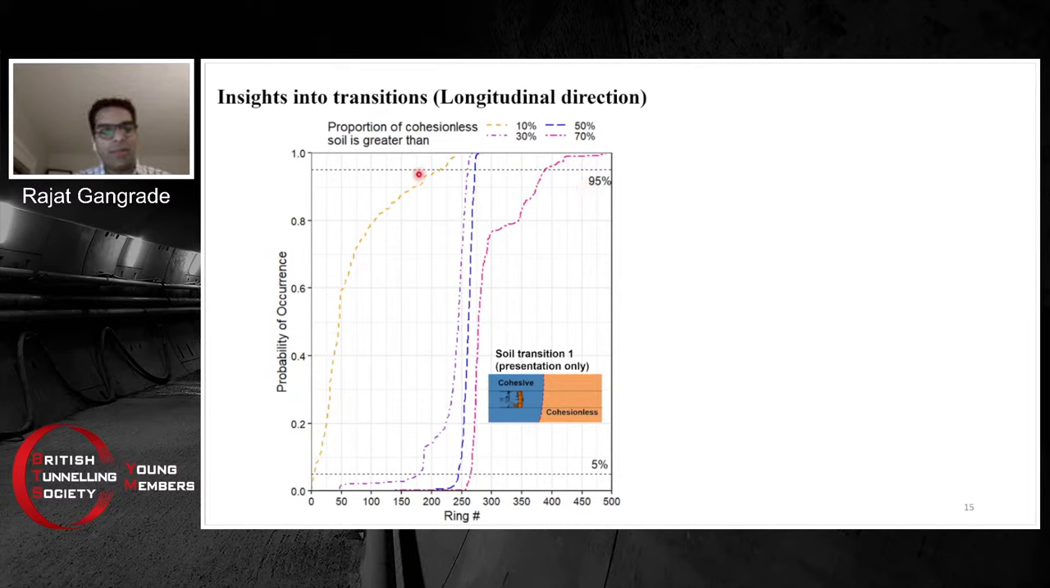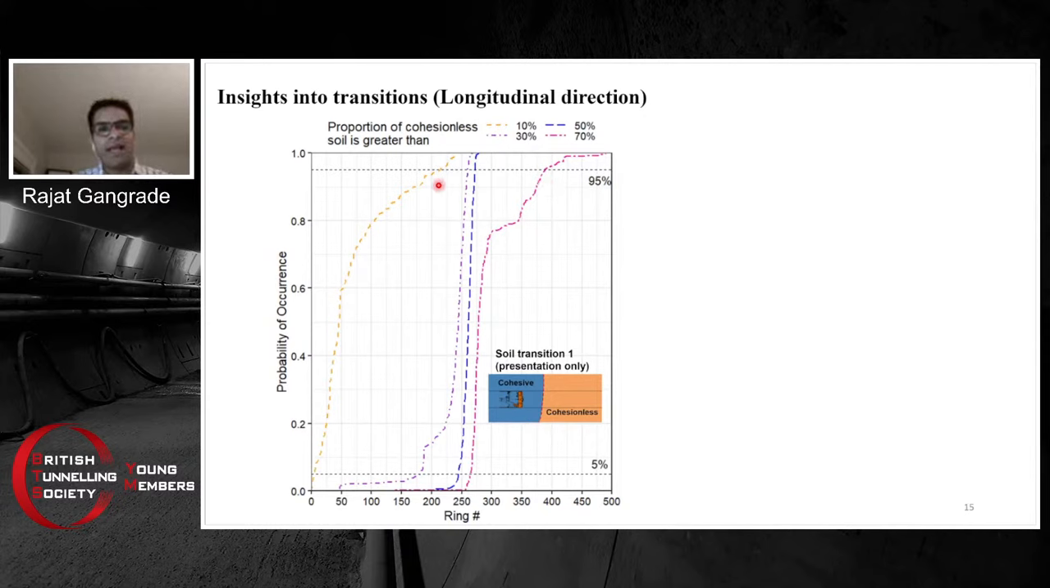So at about ring 225, there is a 95% chance that 10% or more of the soil in your tunnel envelope is cohesionless soil. Now that grows to 30% pretty quickly. That grows to 50% almost immediately. And then eventually it grows to 70% by the time you reach ring 375.